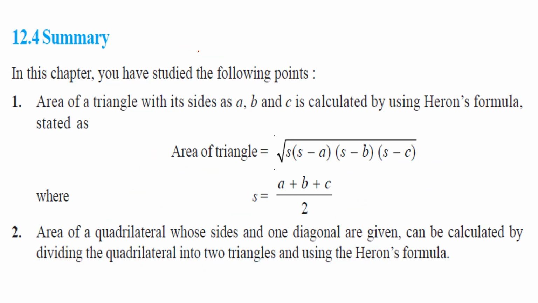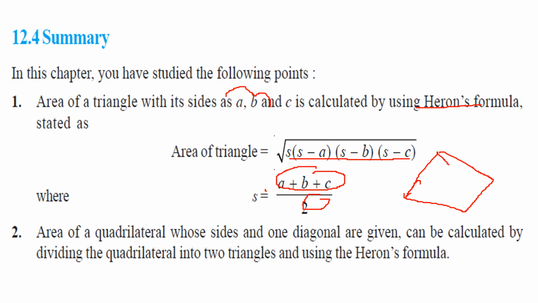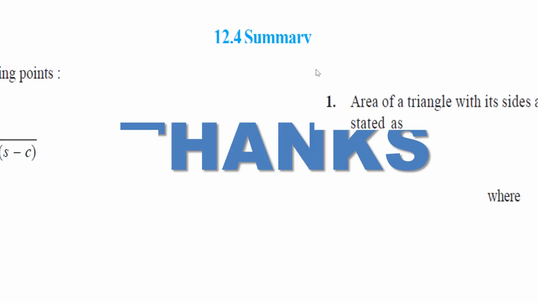So what we have seen in this chapter is that the area of a triangle with sides A, B, C can be computed by Heron's formula, under root S, S minus A, S minus B, S minus C, where S is simply the sum of the three sides divided by 2. The area of a quadrilateral can be easily found, because we can divide it into two triangles and then apply Heron's formula. So this is all about this chapter.